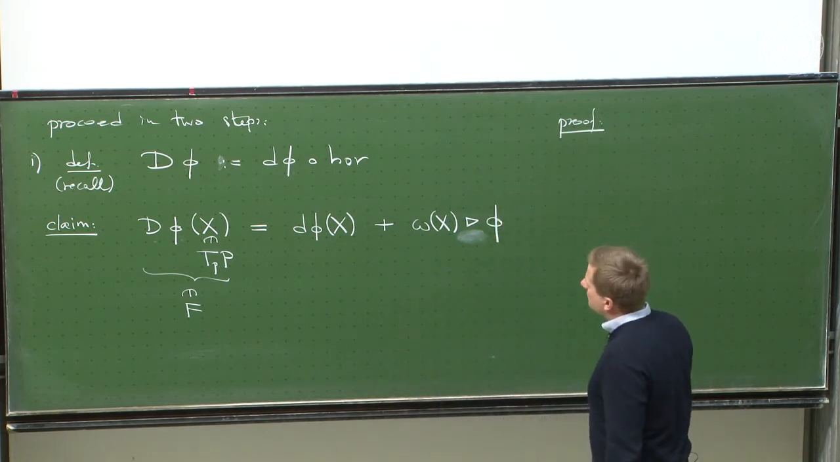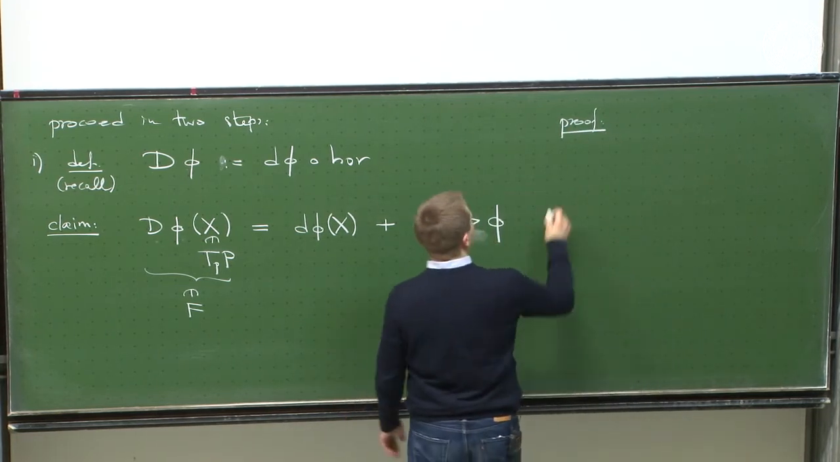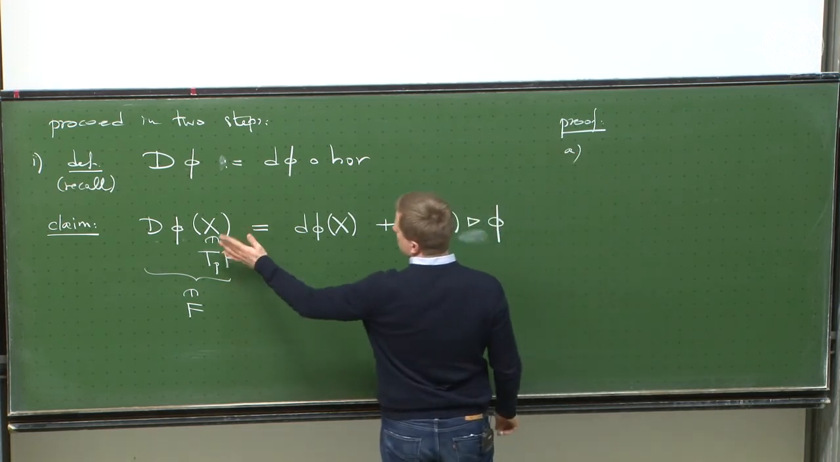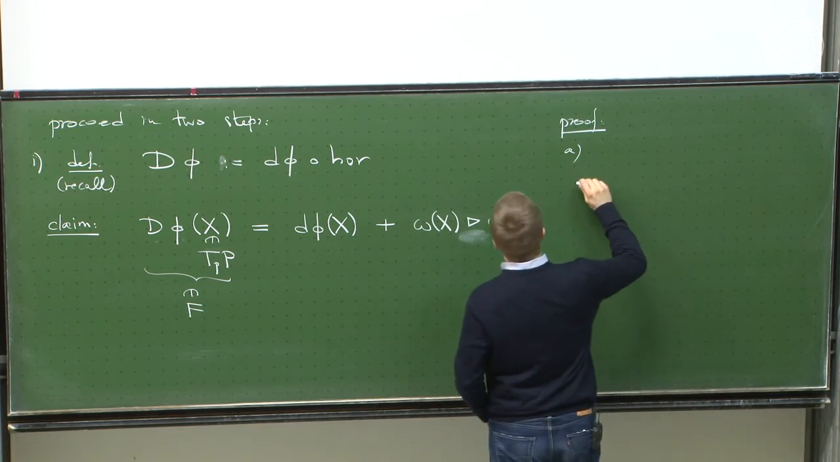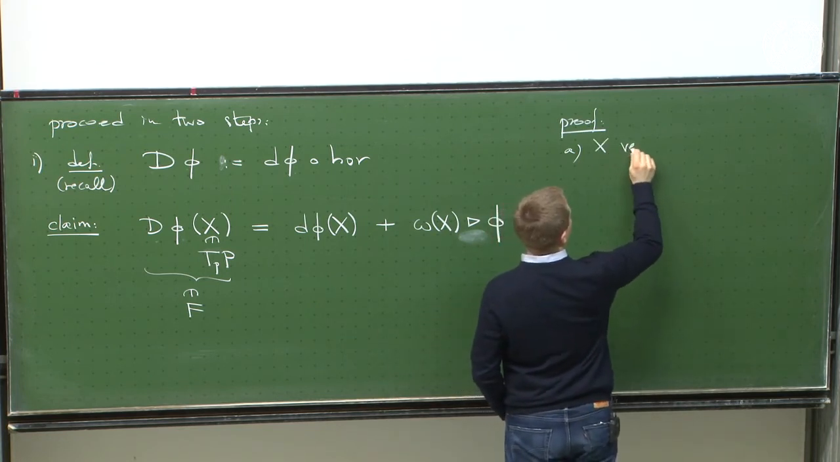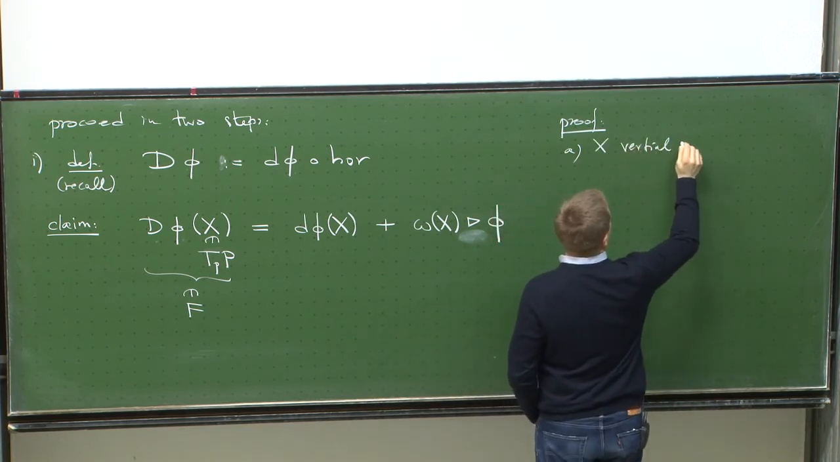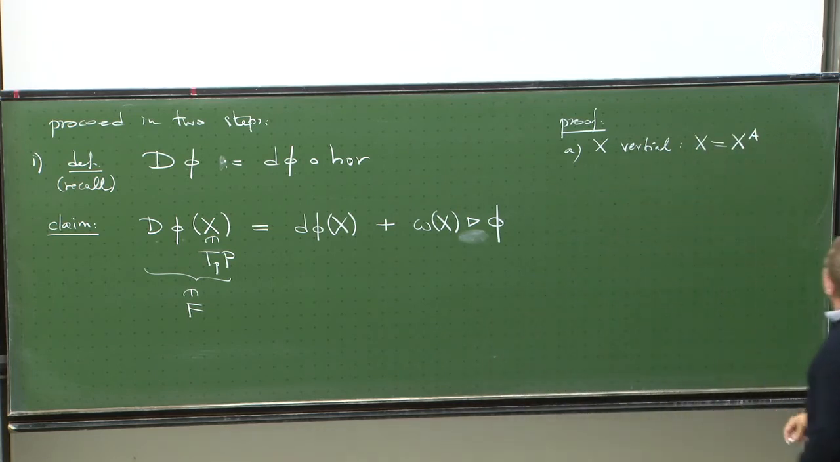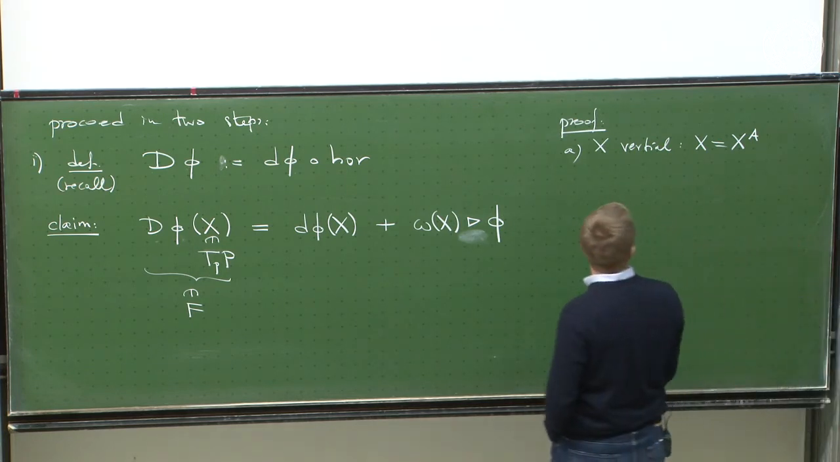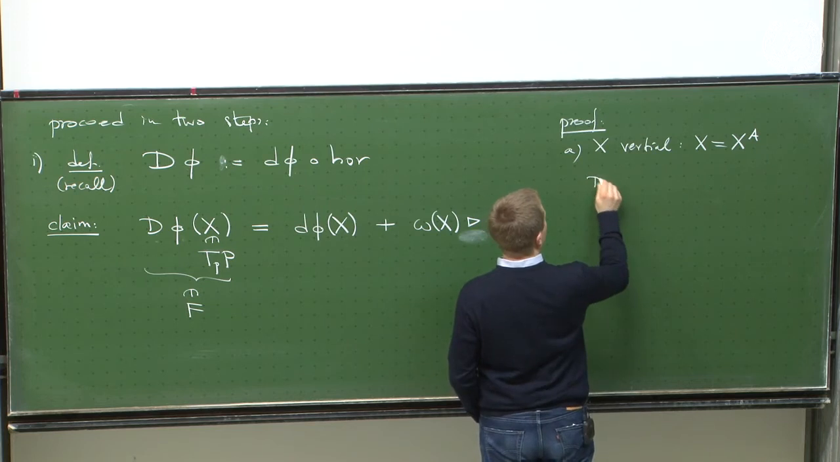So again, the proof proceeds in two parts. We can decompose this x into a horizontal and a vertical part. And let's say x is vertical. In that case, we can write it as an induced vector field, induced by some Lie algebra element of the group. And then we evaluate the two sides.